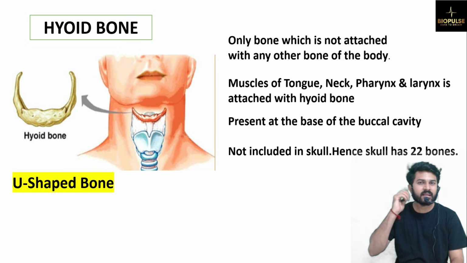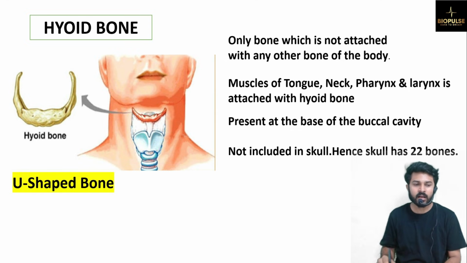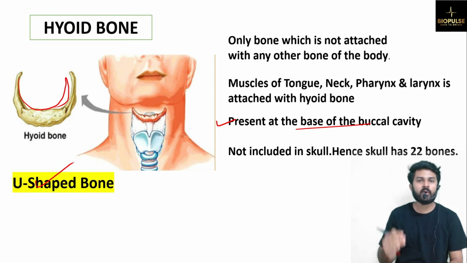Fine, and there are 6 ear ossicles, 3 on each side. Now the hyoid bone, you can see, is a U-shaped bone. So that's why I wrote here, it is a U-shaped bone. Where is it present? If they ask about location, it is present at the base of the buccal cavity. In the old NCERT it was given as a part of the skull, but now it has been revised, and the sentence that it is a part of the skull has been removed. Only this is given: base of the buccal cavity.